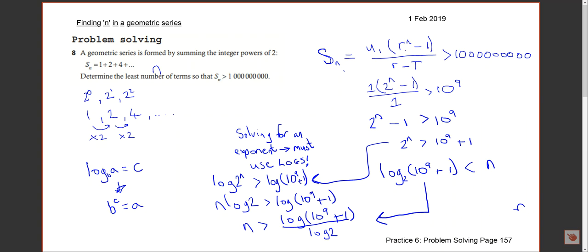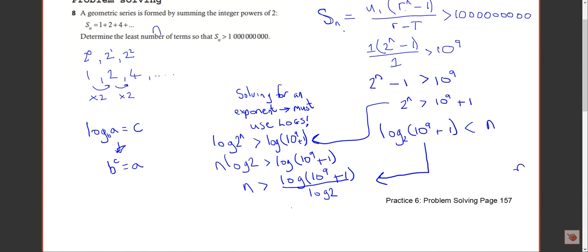All right, good. Let me scroll down a bit. And then we put all that into our calculator. So I end up down here with n is greater than. What number do you get when you put all that in? 29 point. 29.9 approximately. 29.87.